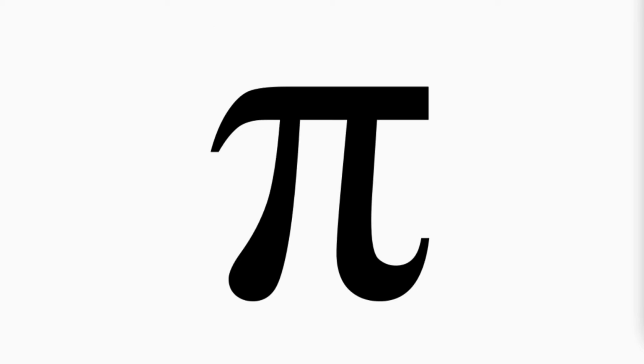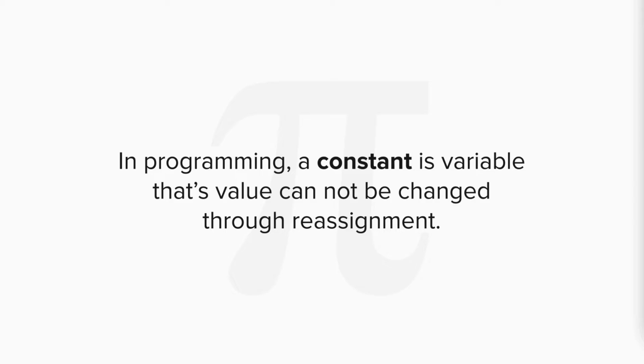There are many useful constants used in mathematics, like pi. These values are a single universally accepted value. Similarly, we can create constants in our programs. In programming, a constant is a variable whose value cannot be changed through reassignment.